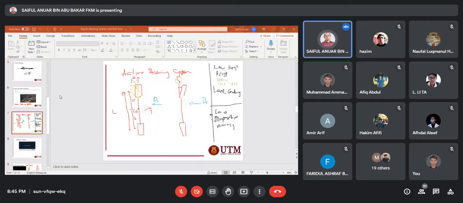Okay, that's a brief of what we already learned earlier. Moving to the last topic, which is on tire.